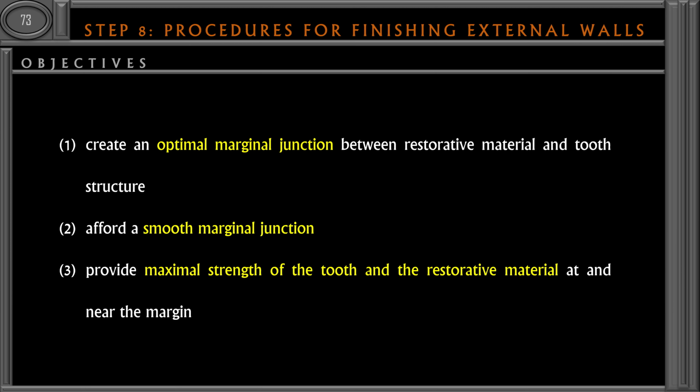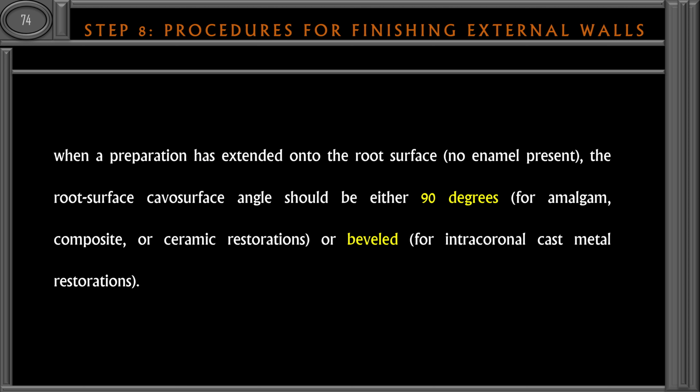So the objectives of finishing the external walls are to create an optimal marginal junction between the restorative material and the tooth structure, and also to afford a smooth marginal junction, and also to provide a maximal strength of the tooth and the restorative material at and near the margin of the restoration.